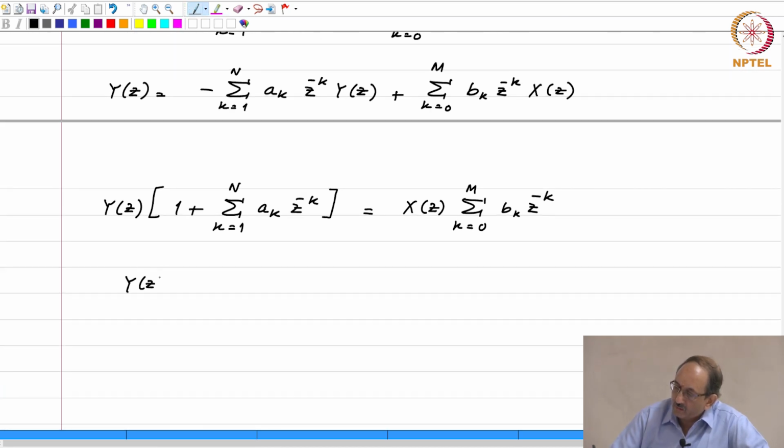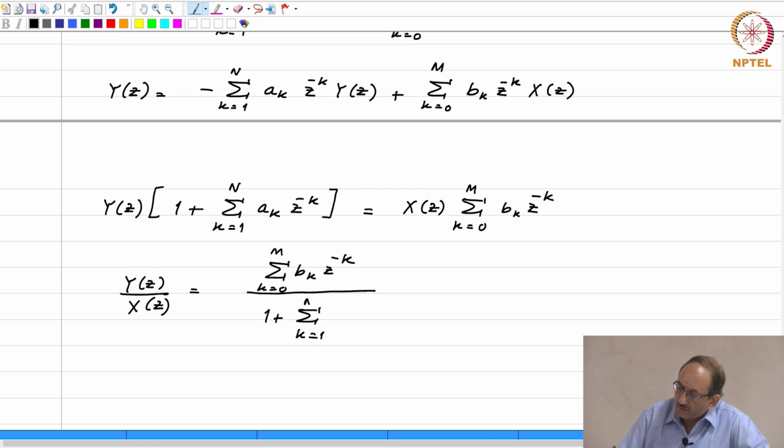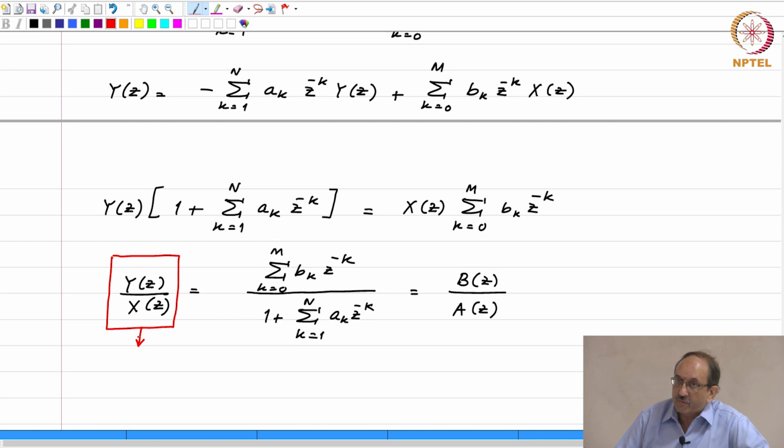And this, of course, can be rewritten as y of z by x of z, and this is k going from 0 to capital M b k z to the minus k by 1 plus k going from 1 to capital N a k z to the minus k, and this is of the form b of z over a of z, and just as in the continuous time case where you called y of s over x of s as H of s, which was the system transfer function, here y of z by x of z is H of z, the discrete time system transfer function in the z domain.